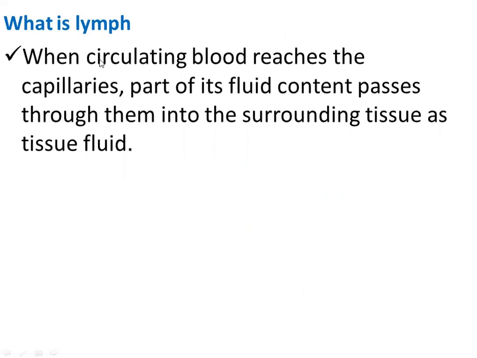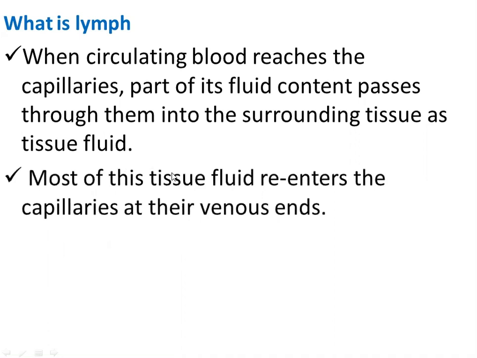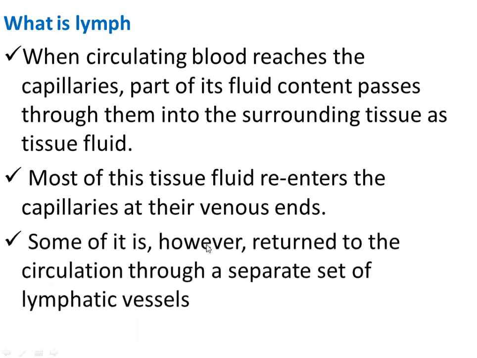When the circulating blood reaches the capillaries, part of its fluid content passes through them into the surrounding tissue as the tissue fluid, right? Then most of the tissue fluid re-enters the capillaries at their venous end. But some of it, however, returns to the circulation through a separate set of lymph vessels. That is called lymph, right?